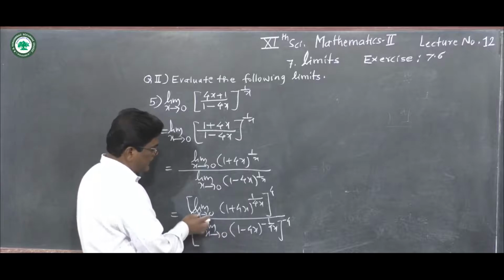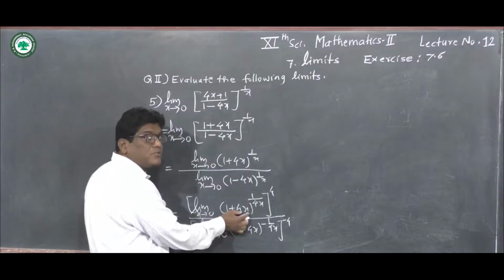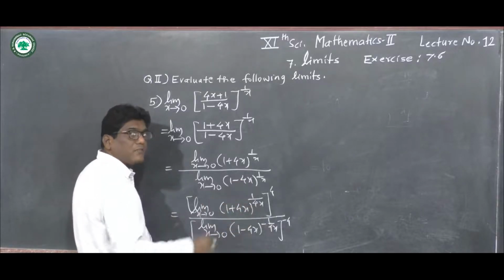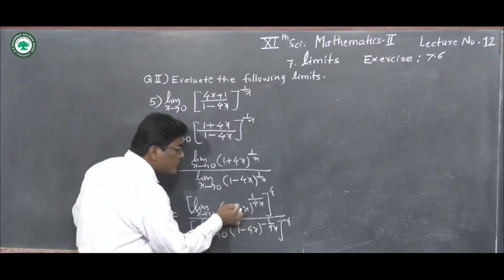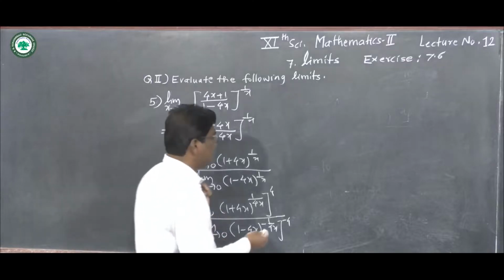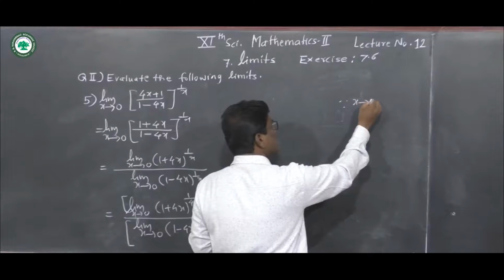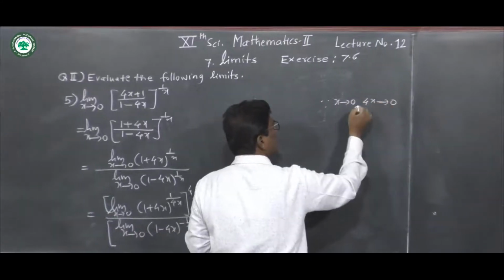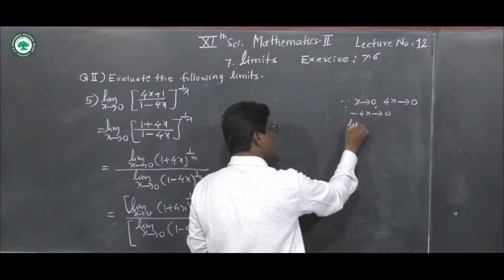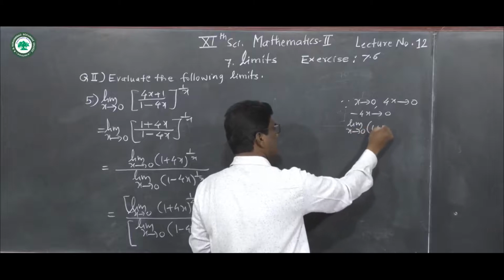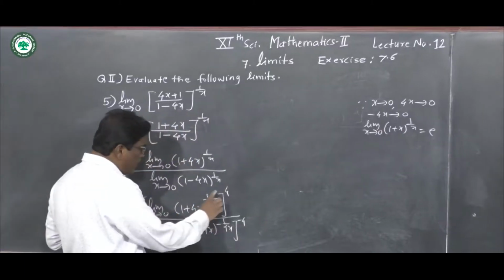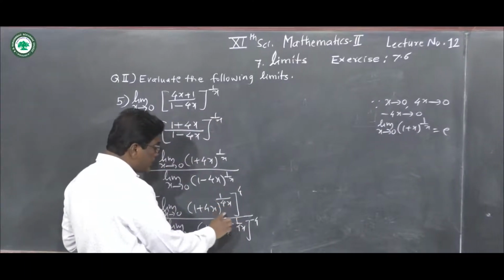And now, as x tends to 0, this 4x also tends to 0. We have to use the standard formula. In the standard formula, with x and 1 upon x, the value is e. We must have 4x tends to 0 and also minus 4x tends to 0. So write that reason here: since x tends to 0, 4x also tends to 0, and minus 4x also tends to 0. Using the standard formula, limit x tends to 0, 1 plus x to the power 1 upon x is equal to e. And therefore the value of this square bracket in the numerator is e.